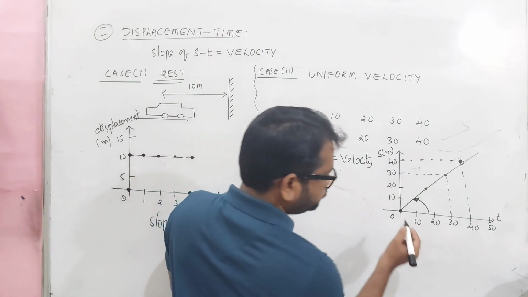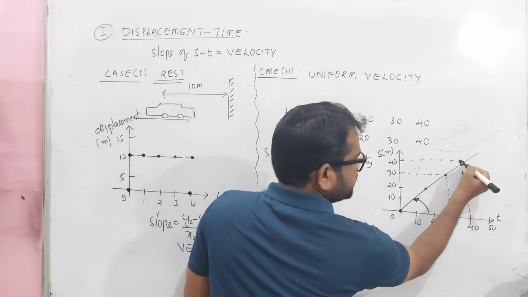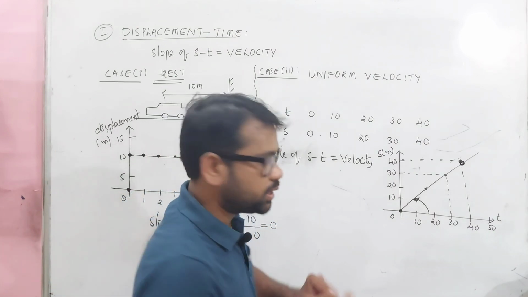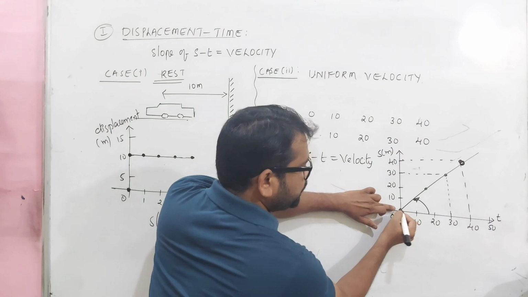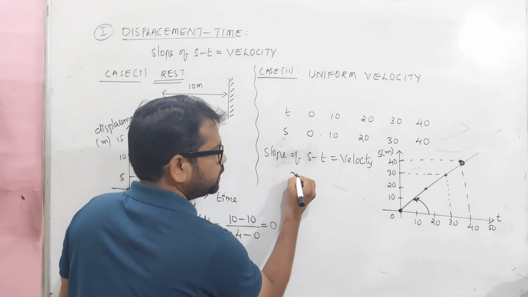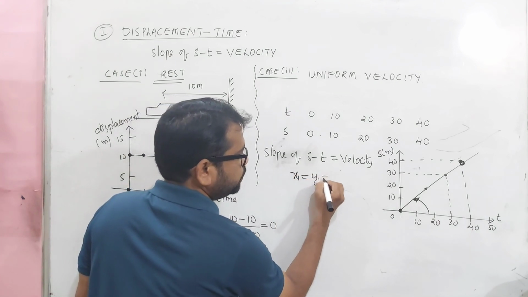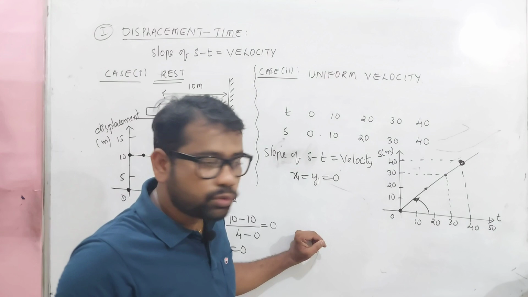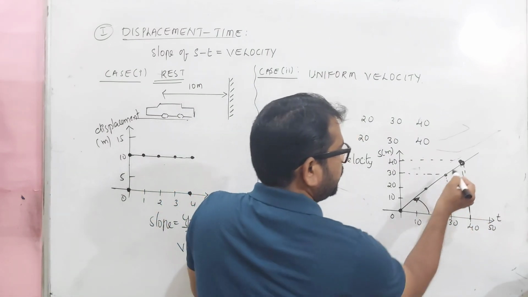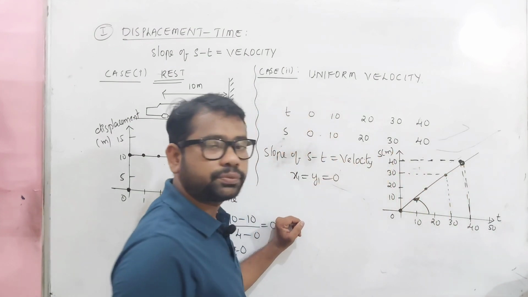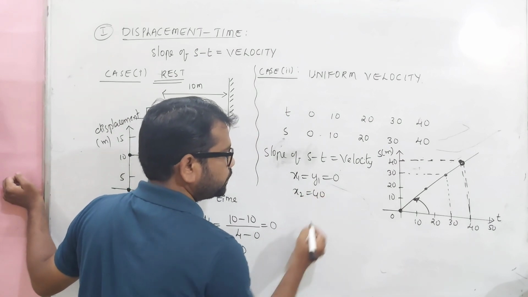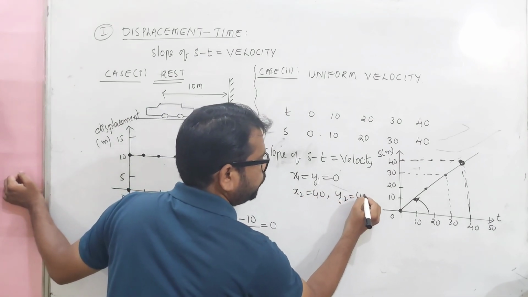So children, look here. You may take from here to here. Let us take here. So what is the x1 value? What is the y1 value? Here is the starting point, which is the origin. So x1 will be 0 and y1 will be 0. Then what are the x2 and y2 values, dear children? x2 is 40 and y2 is also 40.